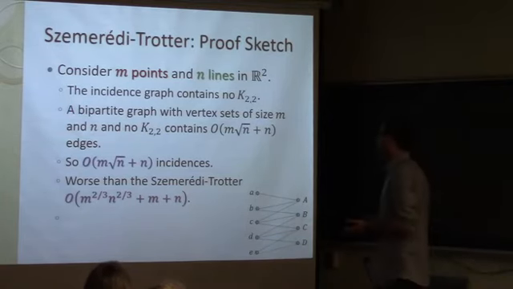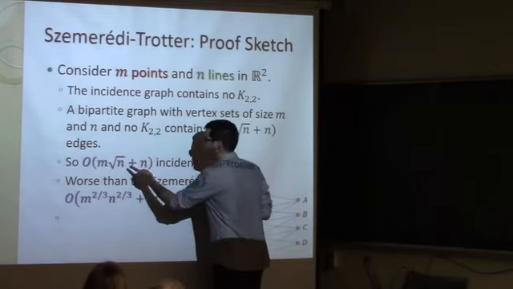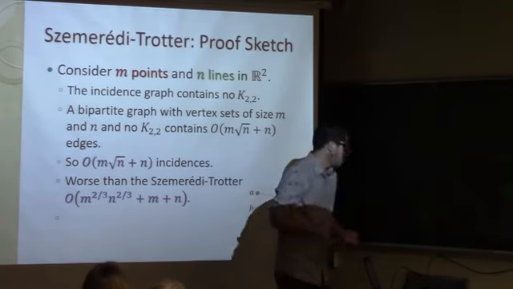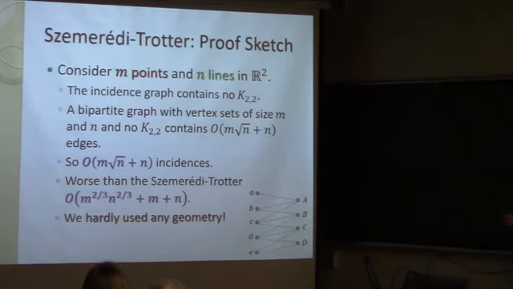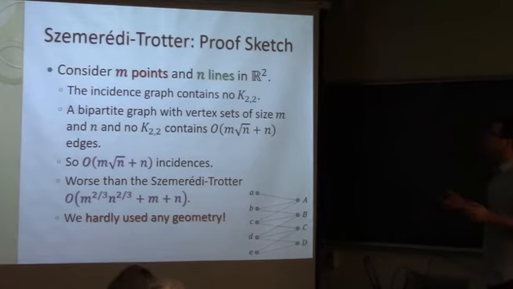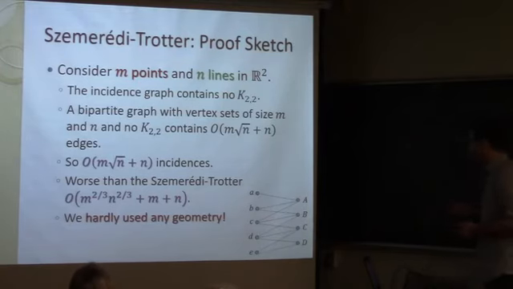Think, for example, of the case where m and n are the same. Both of them are the same. So this is n to the 1.5, this is n to the 4/3. It's not as good. Which is not surprising because we didn't do anything. We just used the fact that there's no K_{2,2}. I didn't even tell you how. But the only geometry that we used was the fact that two lines intersect at most once. And that's not really special for lines even, right? It's not special to algebraic things even. It's something very general. So how do we use more geometry?